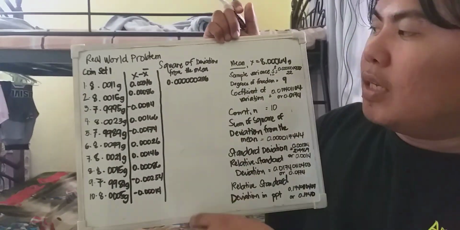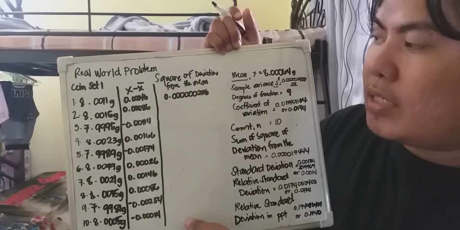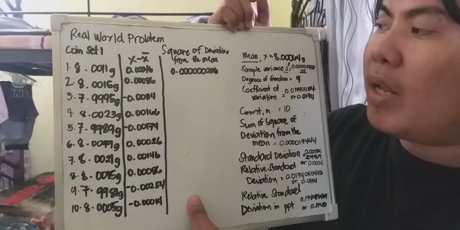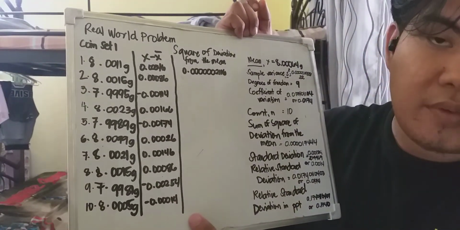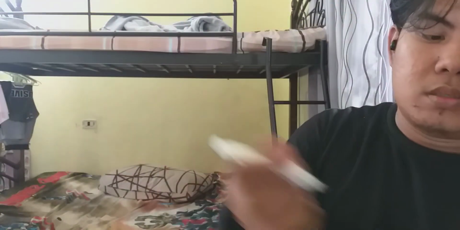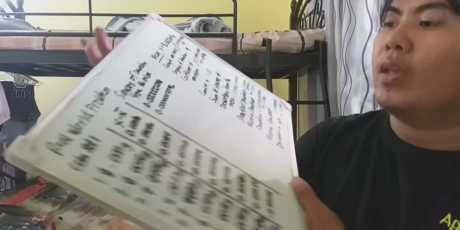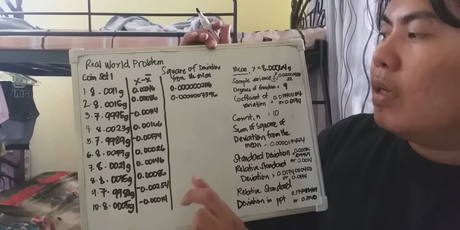The process is still the same. We multiply 0.00086, the second subtraction result from earlier. We multiply it by itself and we'll be getting 0, again six zeros, and 7396.